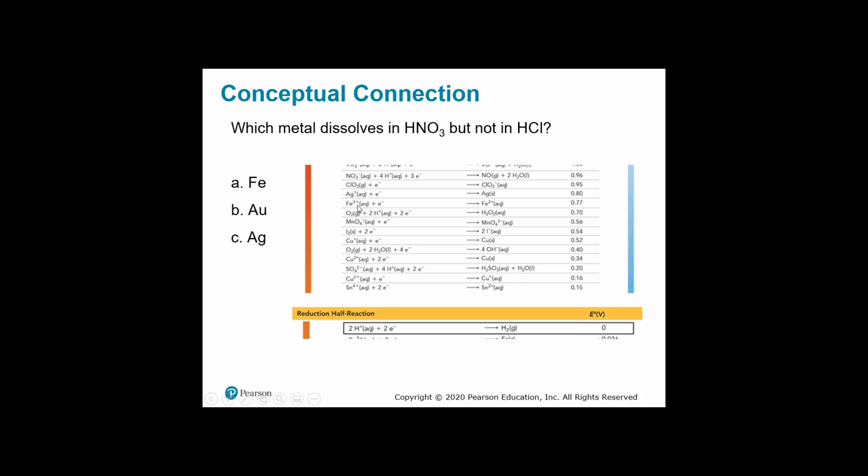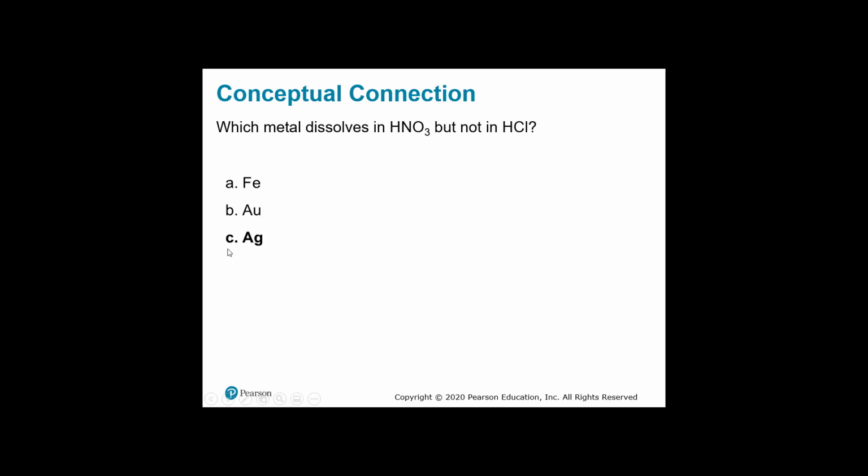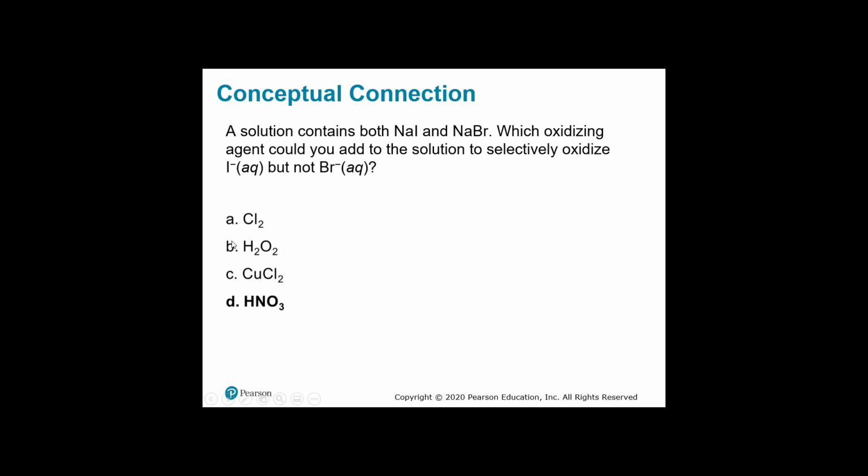So let's see if we can find these on here. Do we have iron? We have iron, but it's already in ionic state, so this is not the correct one. This is not going to apply. Do we have gold anywhere here? We do not have gold, but we do have silver. So silver is the one that's going to react with nitric acid, but it's not going to be oxidized with the standard hydrogen potential. And that's what you see here.